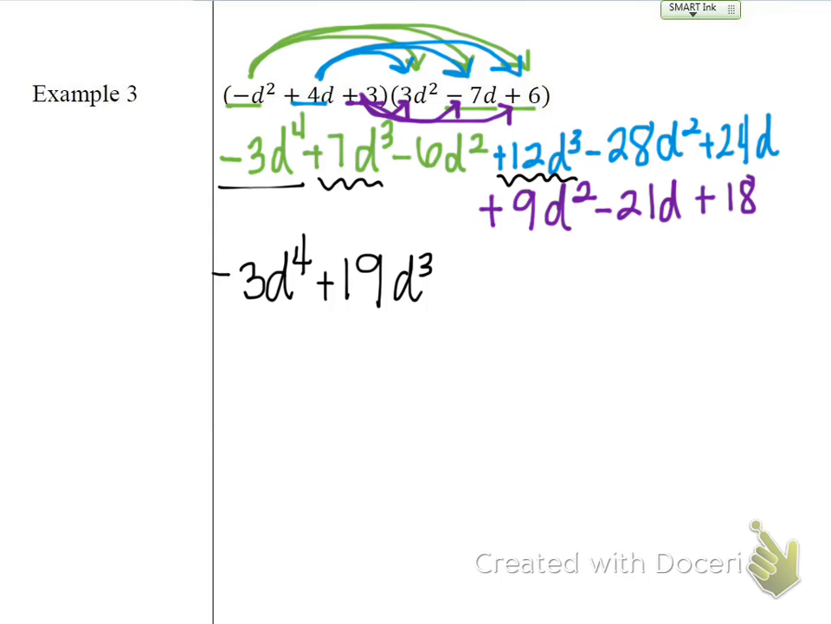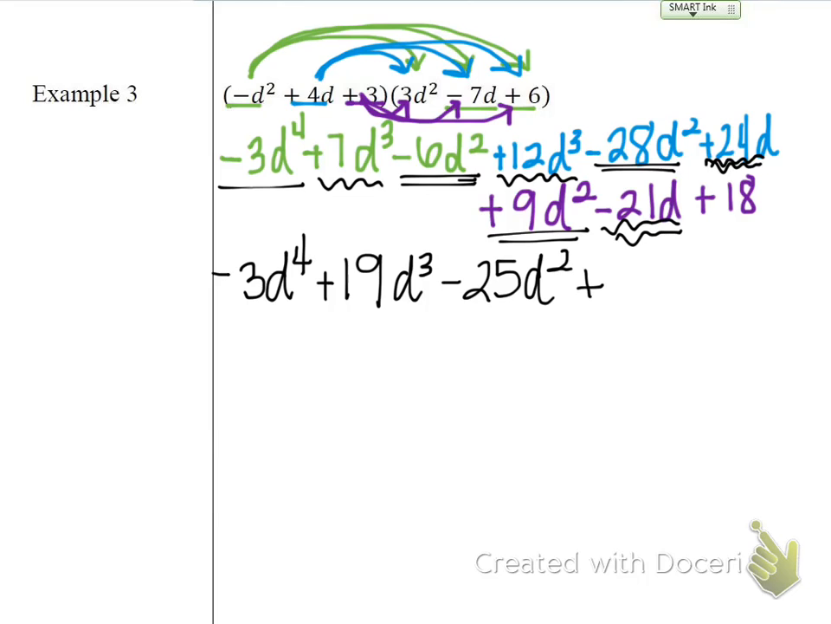I have a negative 6d squared, a negative 28d squared, and a positive 9d squared. So that's going to give me negative 6d squared minus 28d squared is negative 34d squared plus 9, so that's going to be negative 25d squared. Almost there. Then we have 24d minus 21d, so that's going to be plus 3d. And then our plus 18 all the way at the end.